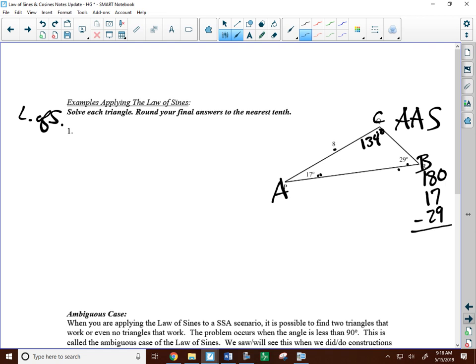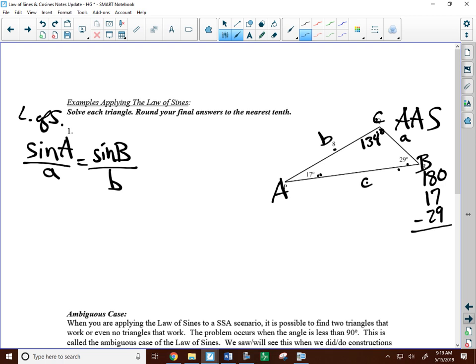Now, let me label the other sides. Little a would be here, opposite capital A. Little c would be here, opposite C, and little b opposite B. All right, now we're set up. Let's do law of sines. For this one, I'll go ahead and write down the exact formula: sine of A over a equals sine of B over b. For the next one, I'll just do it and not write that first step down.